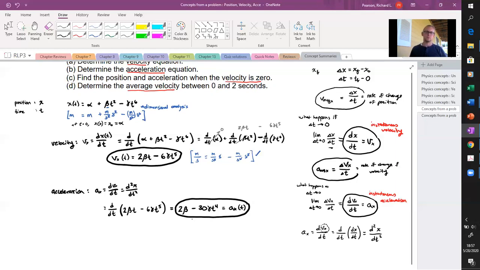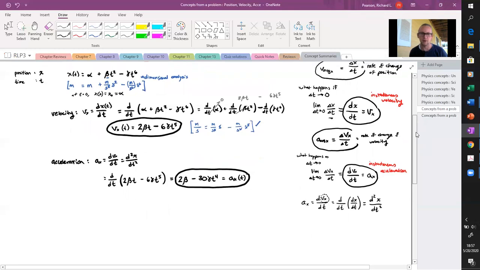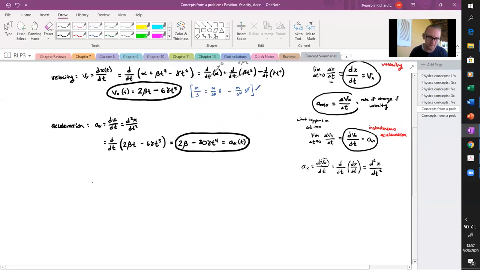All right. So that takes care of the first few questions. The next question is saying, what's the position and acceleration when the velocity is equal to 0? Okay. Now, let me rewrite it down here so we don't forget. What is the position and the acceleration when the velocity is equal to 0.